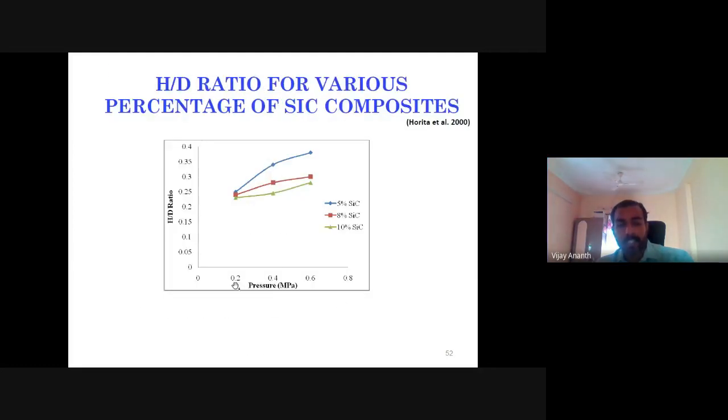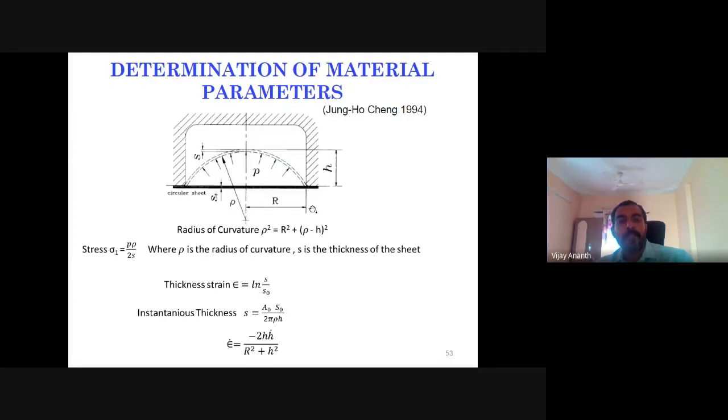Here we are using 3 pressures: 0.2, 0.4 and 0.6 megapascal, right? With the 0.6 megapascal higher pressure, we are getting higher formability here, right?